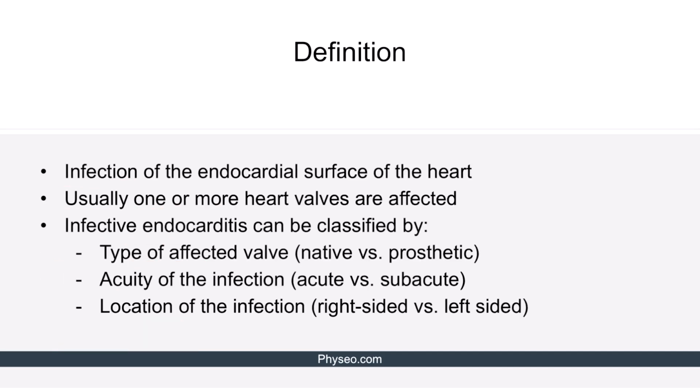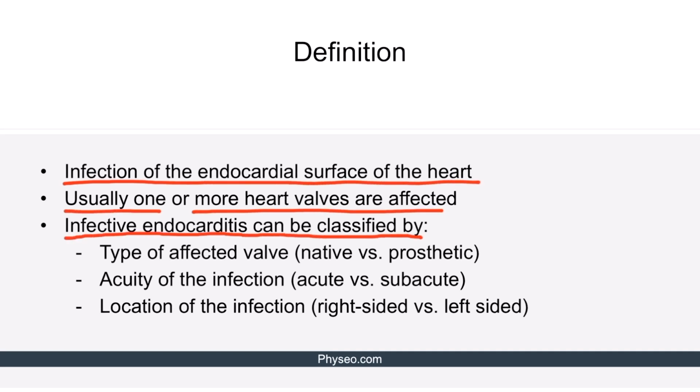Let's start with definition. Infective endocarditis refers to an infection of the endocardium of the heart, which usually affects one or more heart valves. It can be classified based on the type of valve that is involved, either native or prosthetic, the acuity of the infection, or based on the location of the infection. The disease classification is not definitive, but instead helps to guide management and therapy.